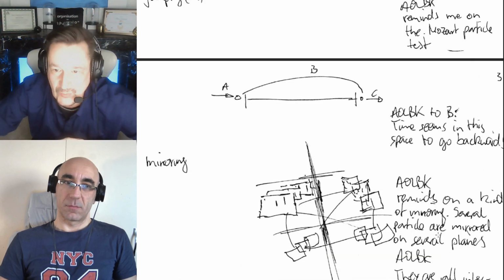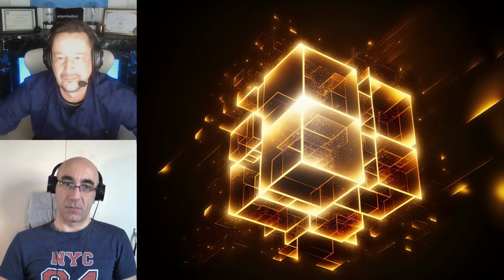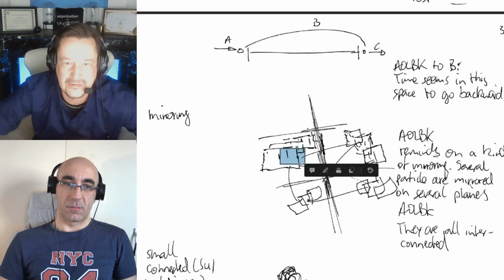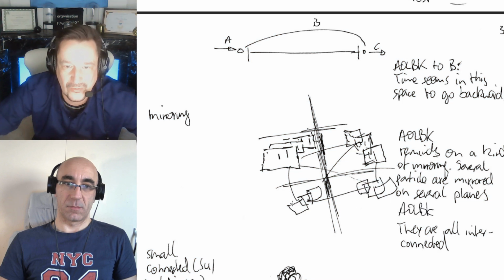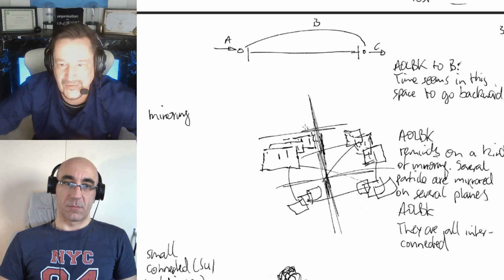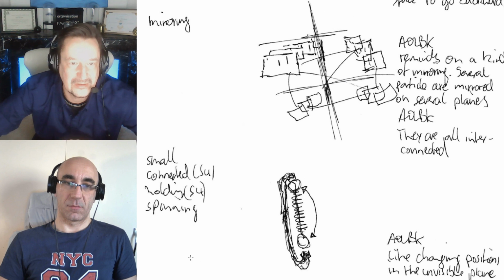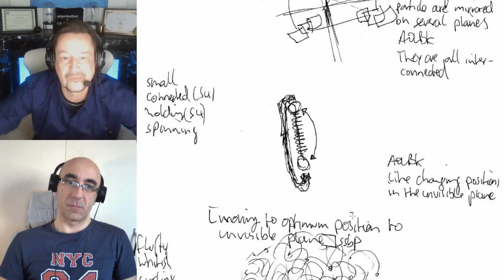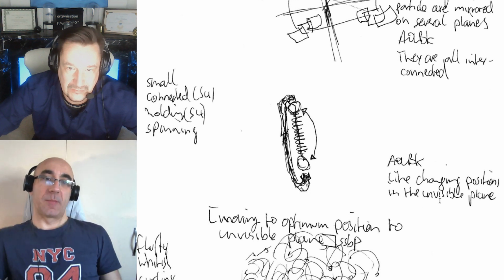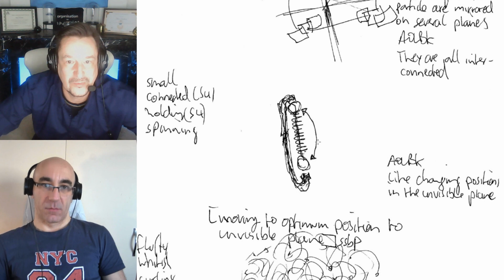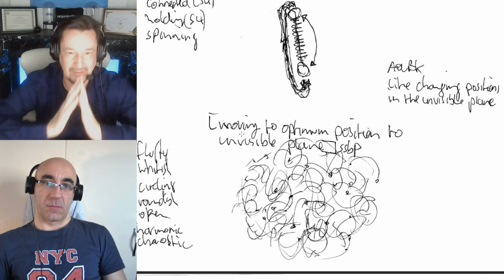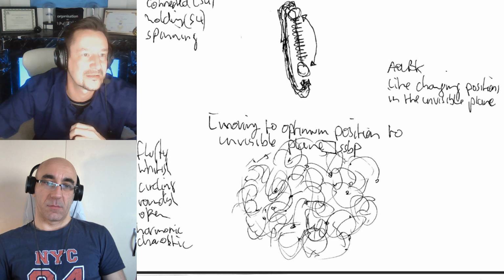It had a feeling of mirroring. Reminds me of a kind of mirroring. Several particles are mirrored on several planes. Here we have got these blocks again. These are mirrored here, and mirroring is mirrored here. Here we have got like barriers or something, but they are all interconnected, like small connected holding, spanning, changing positions in the invisible plane. Here was an invisible plane again. I gave myself a movement exercise, moving to an optimal position in the invisible plane. Something should be perceivable. And now we come to a really, really interesting part for myself also. It was like, I'm in the English, give me a second.